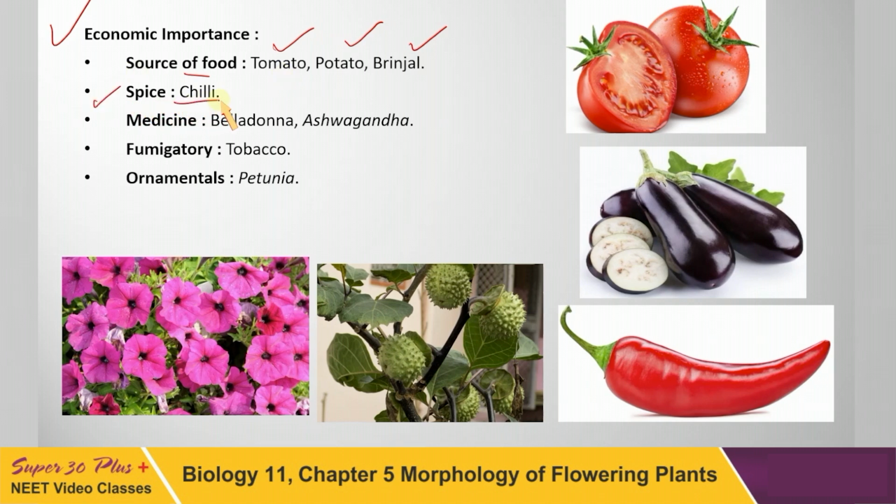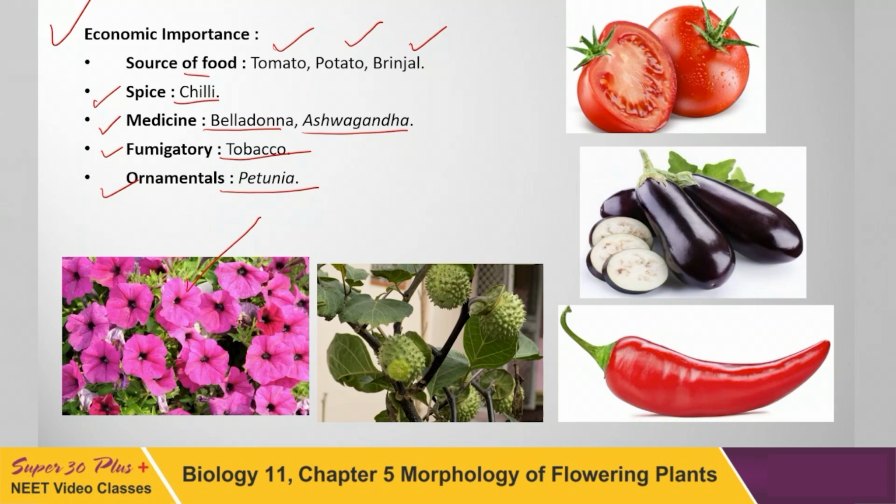Spice is there, chili. There are also medicinal plants in this family: belladonna and the ashwagandha plant. Fumigatory, that is tobacco. And ornamental plant, that is petunia. You see, this is an ornamental plant. This is petunia. You must have seen it in your garden or somewhere in parks. Beautiful pink color flowers or different color flowers are there.